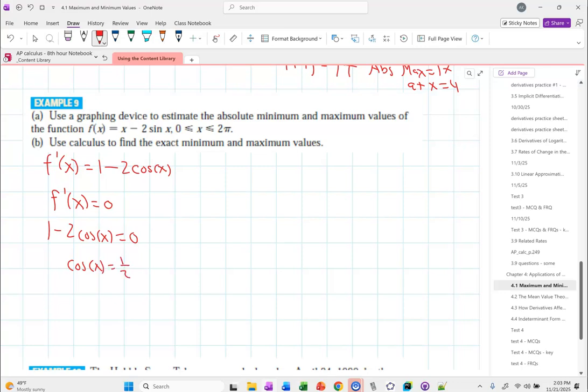It'll be positive 1/2 because you've got to divide by the negative 2. And then x is cosine inverse of 1/2. All right, unit circle experts, what quadrants is cosine inverse of 1/2 going to lie in?